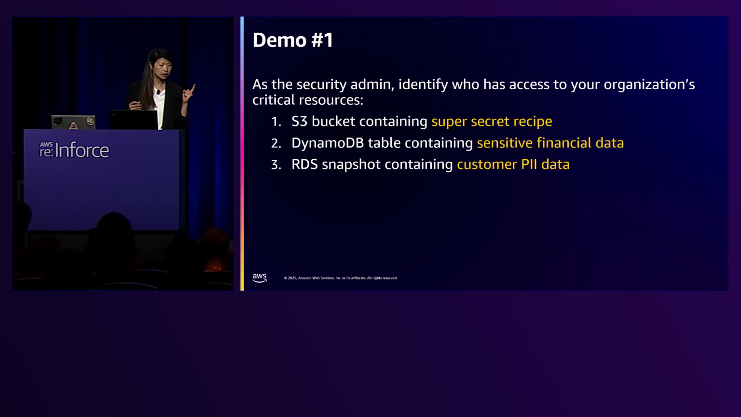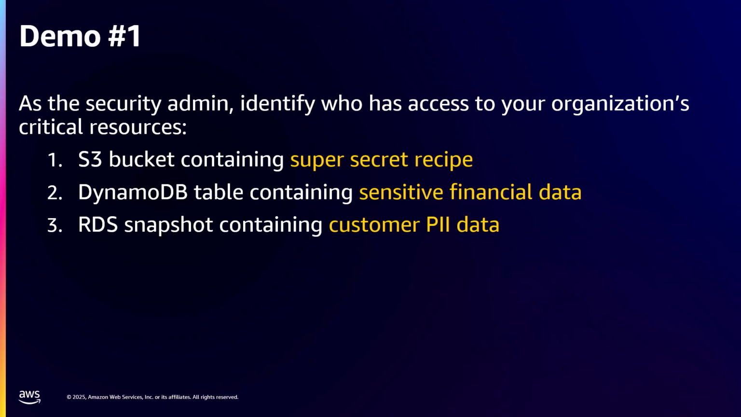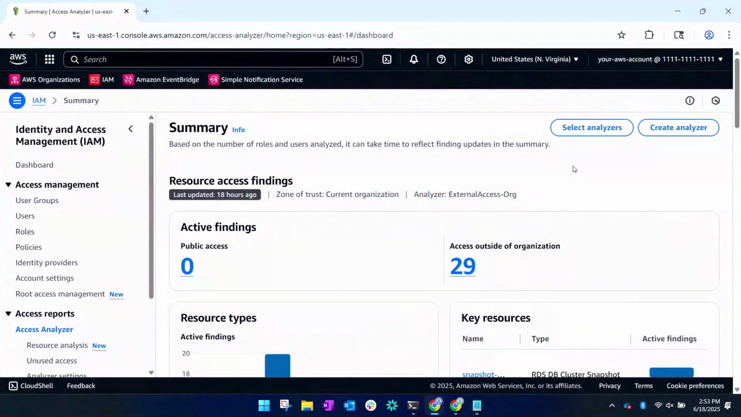There's an S3 bucket that's got a super secret recipe, a DynamoDB table that contains some sensitive financial information, and then an RDS snapshot that contains customer PII data. So I'm guessing many of you have similar things, probably not a secret cake recipe, but you've got some resources that you really need to know and have locked down on who has access. So let's switch over to my demo computer.